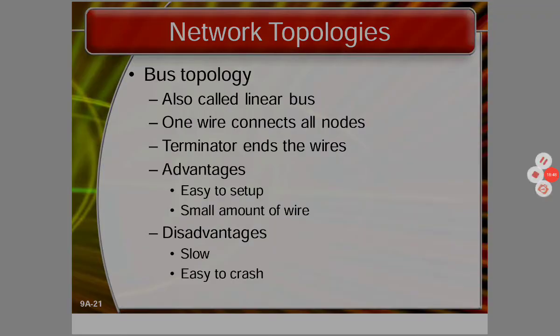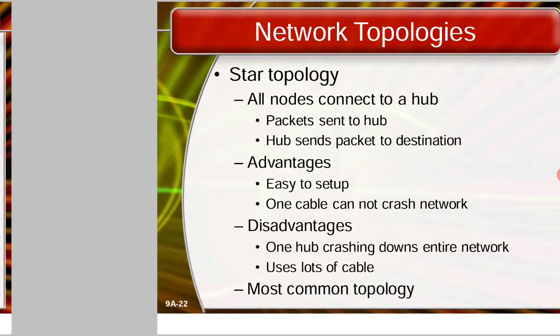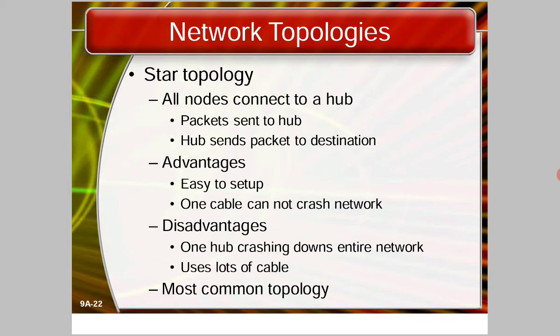Means generally the data transmission is slow and easy to crash, and if any wire or any cable is broken, the entire network will collapse. So next one is star topology, after bus topology.